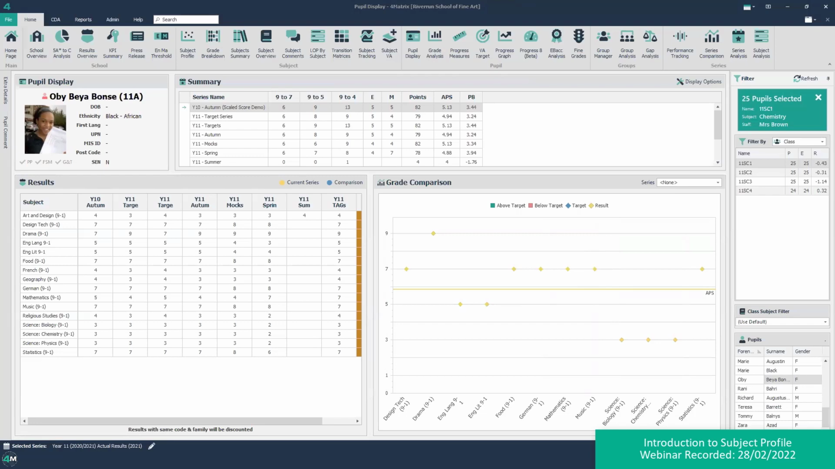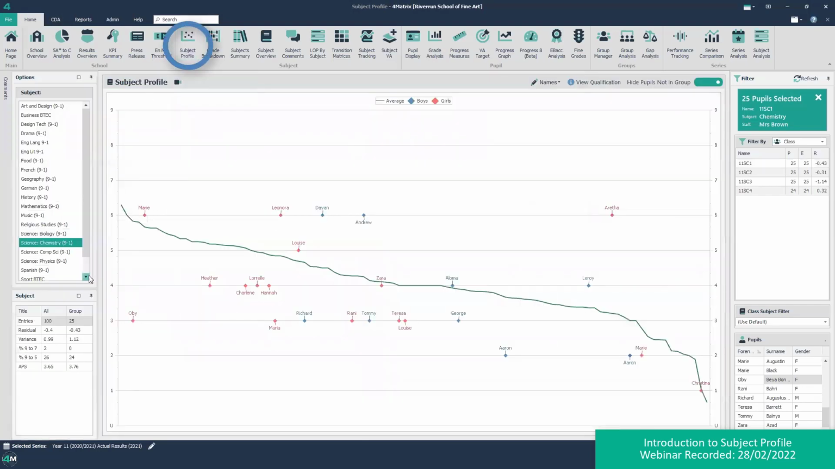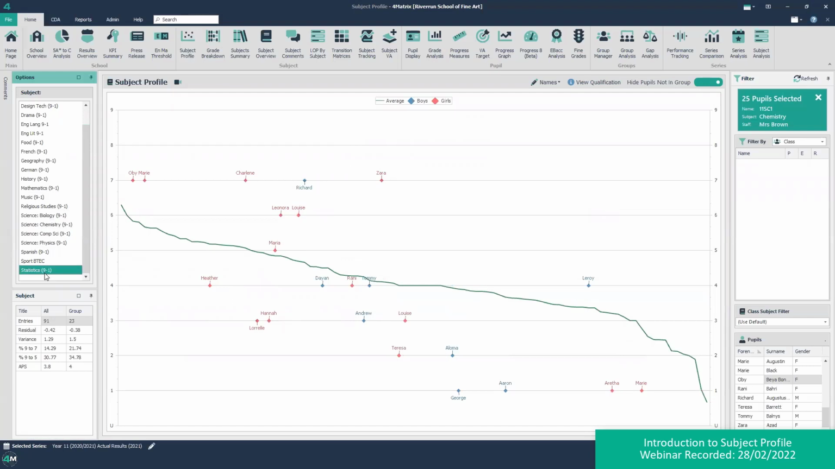So we can also look at group residuals. It can be easy to see visually if boys or girls have a different pattern. So again, if we go back to subject profile screen and have a look at a subject that shows this, which is statistics, you can see there's a large difference between the relative residual for boys and girls. The boys are the blue dots.